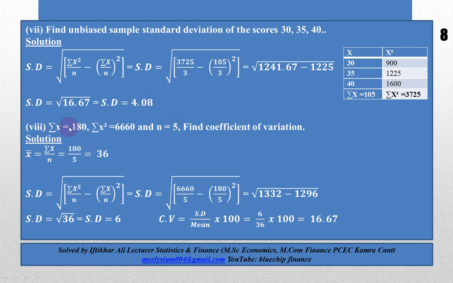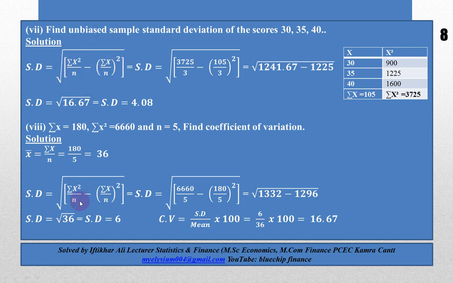Question number 8, sum of x equals 180, sum of x square is 6660 and n equals 5. Find coefficient of variation. Always keep in mind that coefficient of variation is equal to standard deviation over mean multiplied by 100. So first of all we need the standard deviation, and standard deviation is equal to the square root of sum of x square over n minus mean square. We use this formula here also.